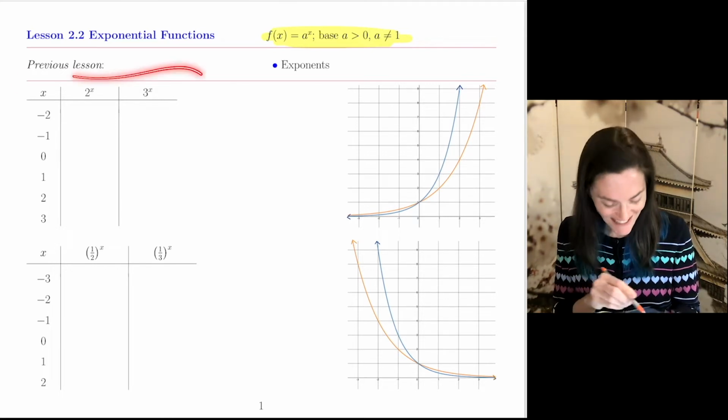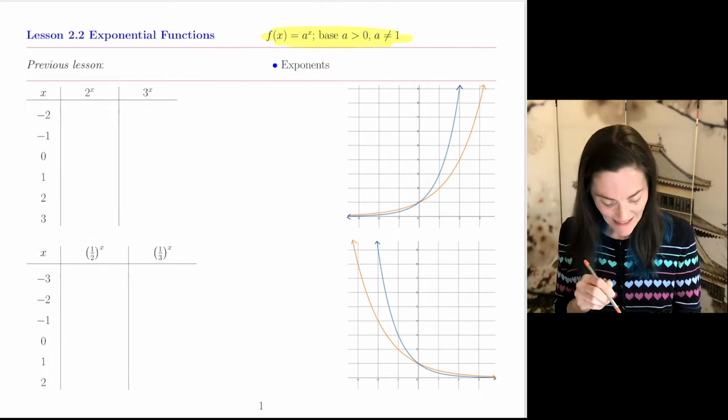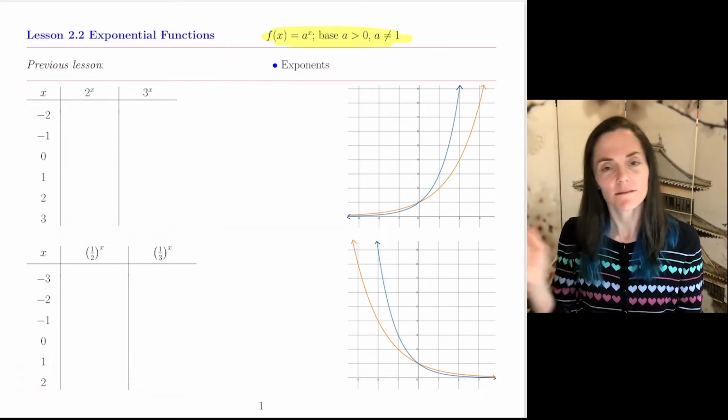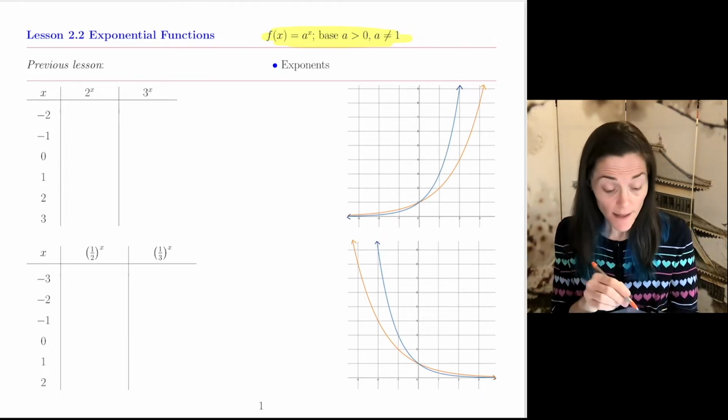So I have two charts here. The first one, you see I have bases bigger than 1, and this one I have two bases between 0 and 1, and we will evaluate these exponential functions. Okay.